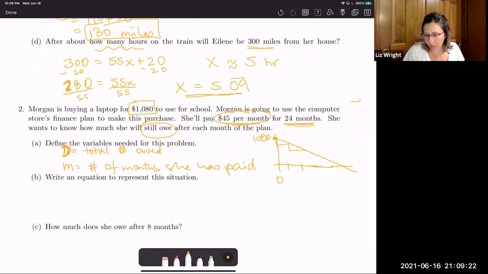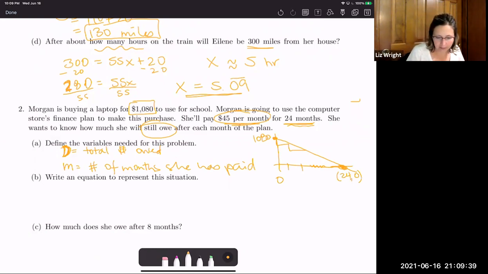And then I'm going to draw a little break in my graph. And then over here at my x-intercept, how many months have gone by? It should be 24 months have gone by, and I owe $0.